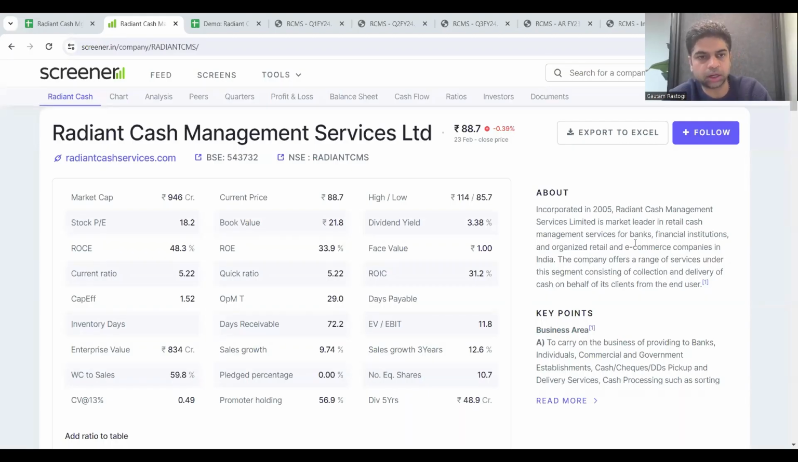Now let's value this firm, this business. As of close of business on 23rd Feb Friday, the market cap of this company was 950 CR, and the P/E was 18. So itte pe trade kar raha tha. Now let me go to the spreadsheet.